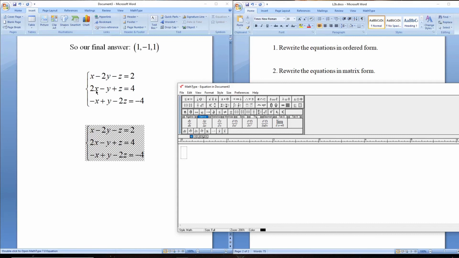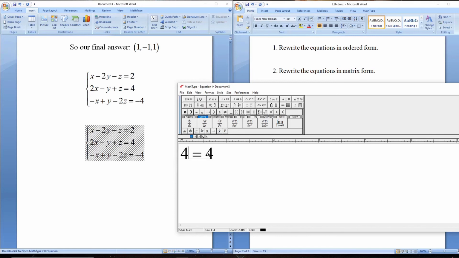What about the second? The second says 2 times x, which is 1, minus y, which is minus 1, plus z, we figured out z is 1, and this has to equal 4. So does it? Well, 2 times 1 right here is 2. Minus times a minus is a positive 1. And so we have 2 plus 1, which is indeed 4.